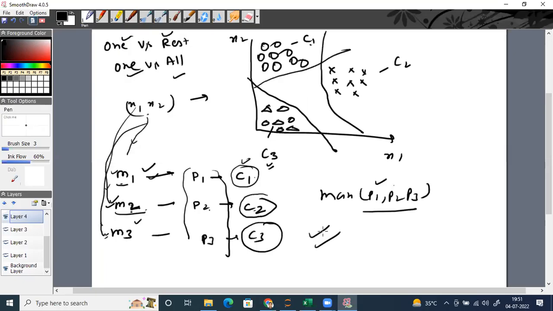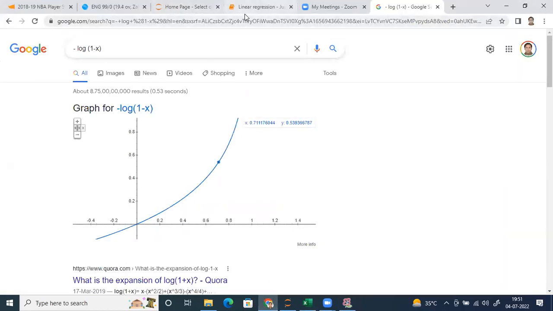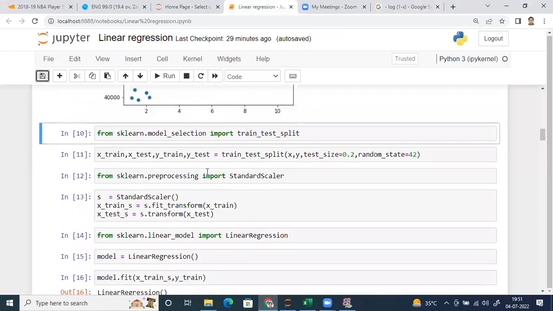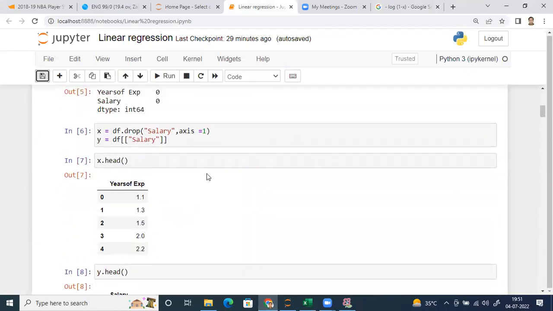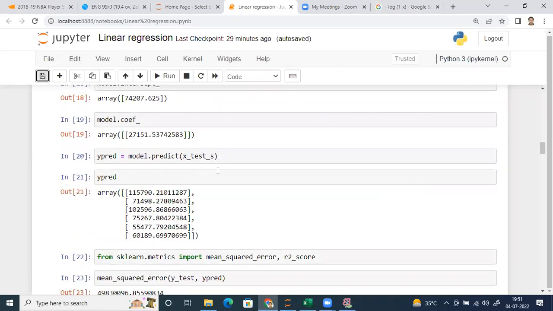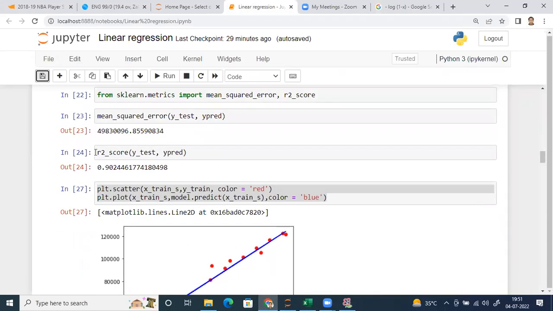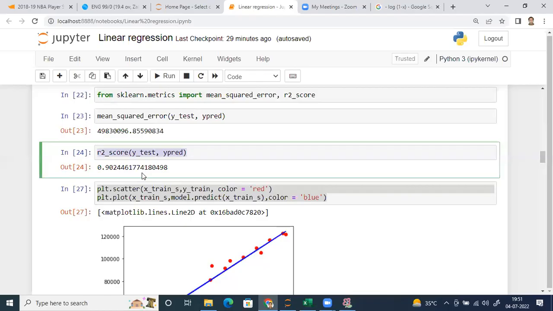Sir, we are yet to do that R2 implementation with R2 matrix in practical. R2 or confusion matrix? The R2 that you taught today. No, it is not a matrix. It's an implementation. It's the R2 score. And we did that. See, we found the value here. We found the R2 score. It was coming 0.9, if I'm correct. Yes, we did that. It's not a matrix.